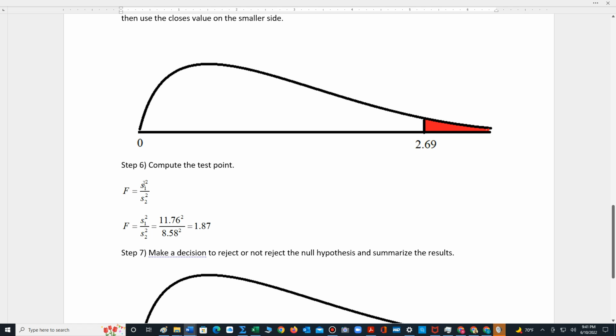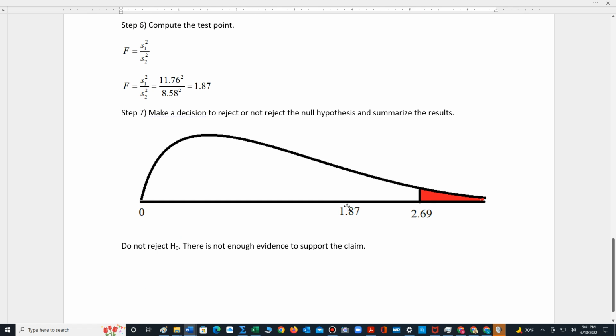Next, we compute the test point. The test point is F equal to sample standard deviation 1 squared divided by sample standard deviation 2 squared. That's 11.76 squared divided by 8.58 squared, which is 1.87. That value will fall in the non-critical region. So our decision is to not reject H naught. And we summarize by stating that there is not enough evidence to support the claim. Thanks for watching the video.